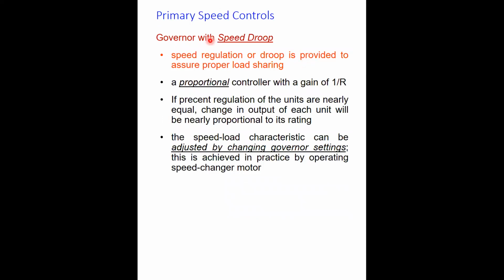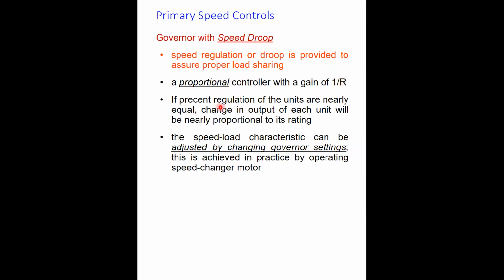Now, another objective for the governor was to have power sharing between the generators, and thus we apply a speed droop on the governor. So this droop, as I said, is for load sharing. The proportional controller is given with a gain of 1 by R. So R is the droop here on the governor.